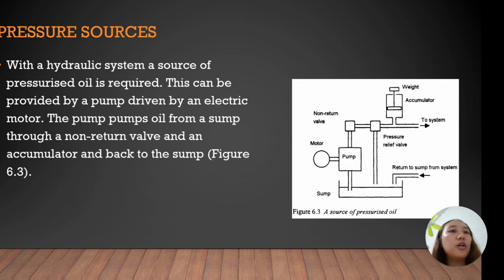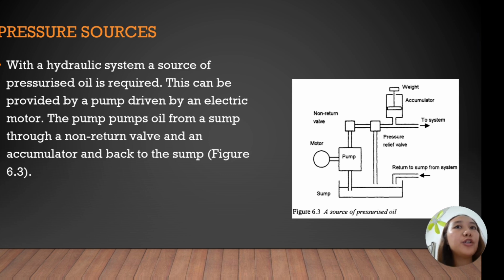Next, with a hydraulic system, a source of pressurized oil is required. This can be provided by a pump driven by an electric motor. The pump pumps oil from a sump through a non-return valve and an accumulator and back to the sump. As shown in figure 6.3, a source of pressurized oil. Hydraulic systems use a pump driven by an electric motor to draw oil from a sump. The oil passes through a non-return valve, preventing backflow to the pump, and an accumulator.